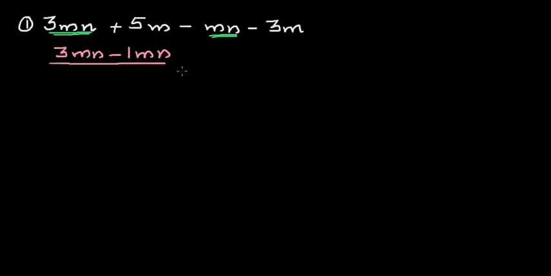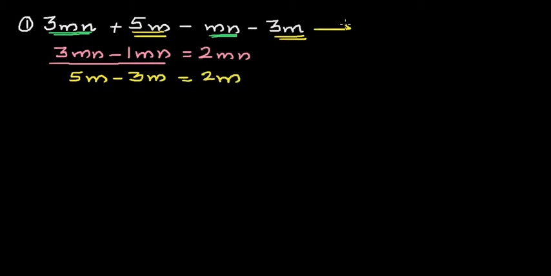Okay, and then that gives me what? 3 lots of mn, take away 1 lot of mn, gives me 2 lots of mn. And this is another group. So this is 5m take away 3m. So I'll write it out like this. 5m take away 3m is 2 lots of m. So the final answer is 2mn plus 2m. Okay, the next question.